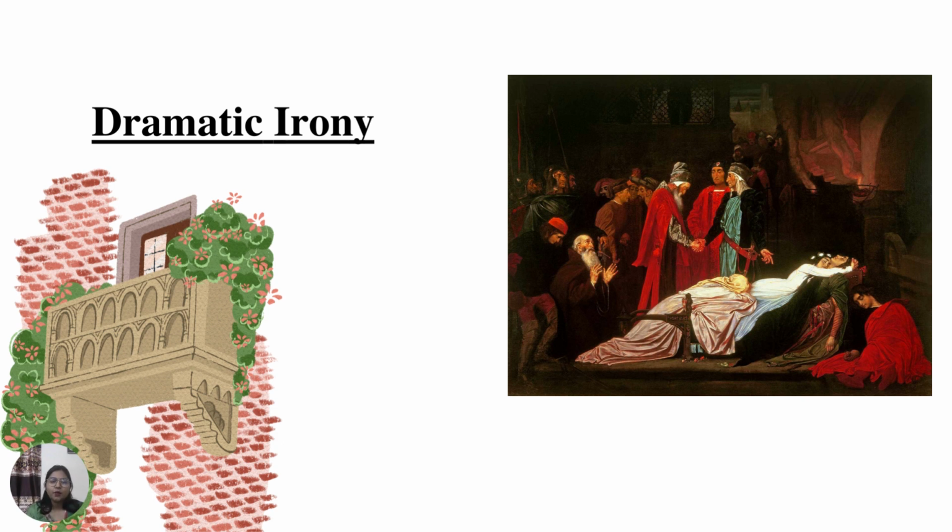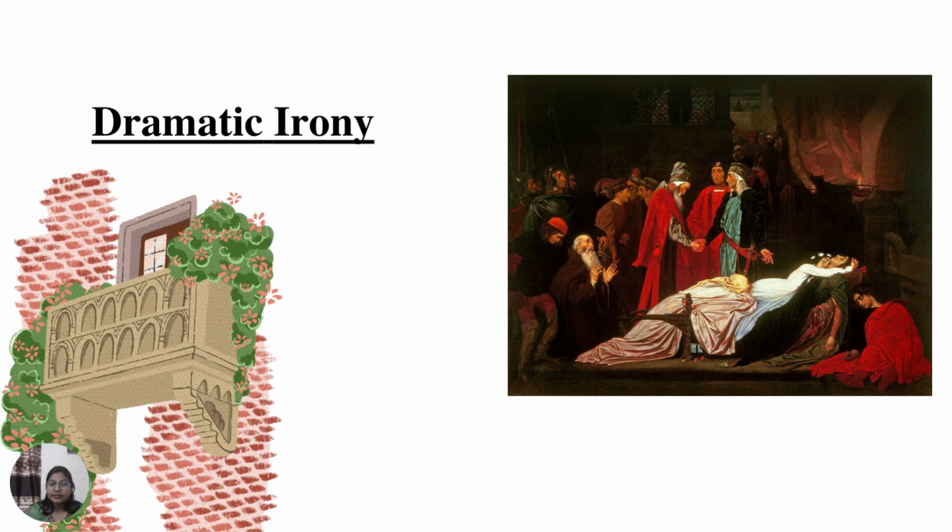Another is dramatic irony. Well, in dramatic irony, the characters don't know what is going to happen, but the audience actually knows. And this dramatic irony has been used in many dramas. We all know about Romeo and Juliet, right? The audience knew that Juliet had taken the sleeping potion to show her family that she is dead. But Romeo did not know that. And that's why when he saw that Juliet is dead, he took the poison.